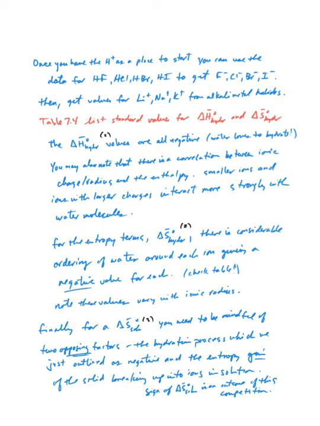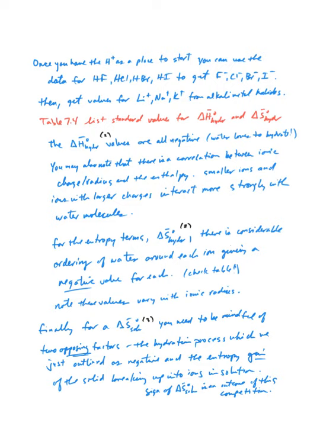For the entropy terms, delta S of hydration, the entropy component of process 2 from our cycle before, there is considerable ordering of water molecules around each ion, giving a negative value for each. I'll show you the table in a second. Note that these values vary with ionic radius. Finally, for a delta S of solution value, the entropy change that accompanies process 3, you need to be mindful of two opposing factors.